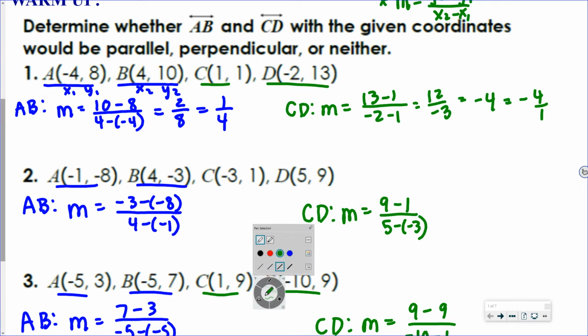In order for lines to be parallel, what has to be true about their slopes? You just shout it out. Same, right? The slopes have to be the same. Are these the same? No. Okay, so not parallel.